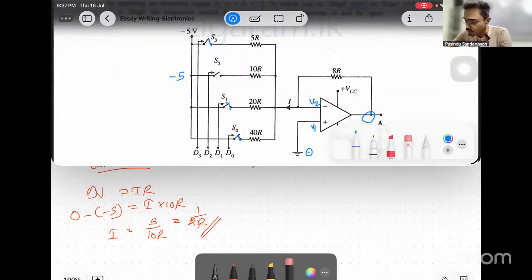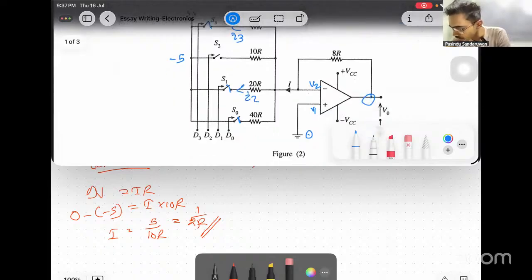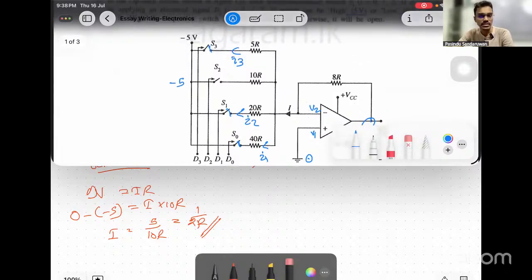Now, there are separate current flows through these ones. Say this is I3, this is I2 and this one is I1. Then from Kirchhoff's laws, capital I is I1 plus I2 plus I3. That is one way. Or else, we can clearly see these three resistors are in a parallel combination. These ends are at -5, and all these ends are 0, since V1 is 0 and V2 is 0.